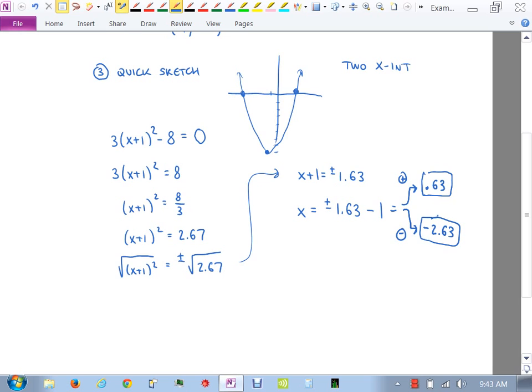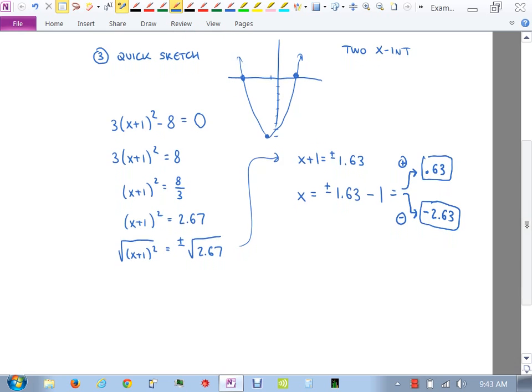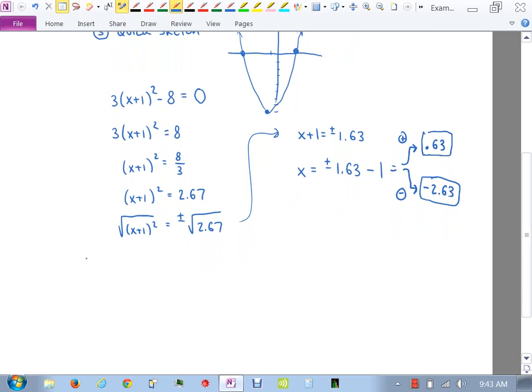What's next? Y-intercept. How do we find the y-intercept? Okay, so plug 0 into the function. So 3 times (0 + 1) squared minus 8. What does that turn out to be?